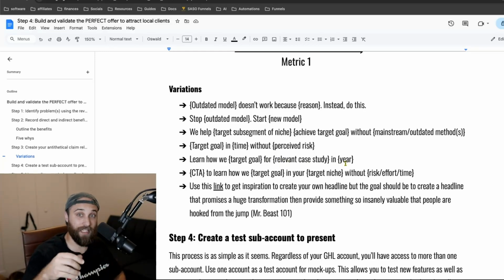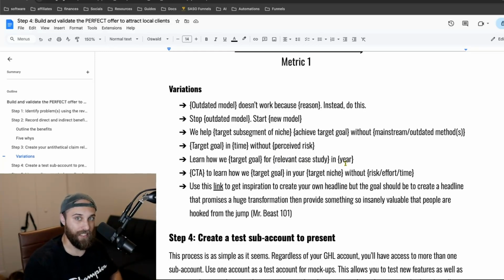That's a nice one because if you're saying, hey, we did this in 2024, you're showing that it's very new. It's the future, right? It's the exact same reason why people will sell their 2023 Toyota to get a 2024 Toyota. It's the exact same reason why people will buy a brand new iPhone every year, right? Click to learn how we target goal in your target niche without risk.